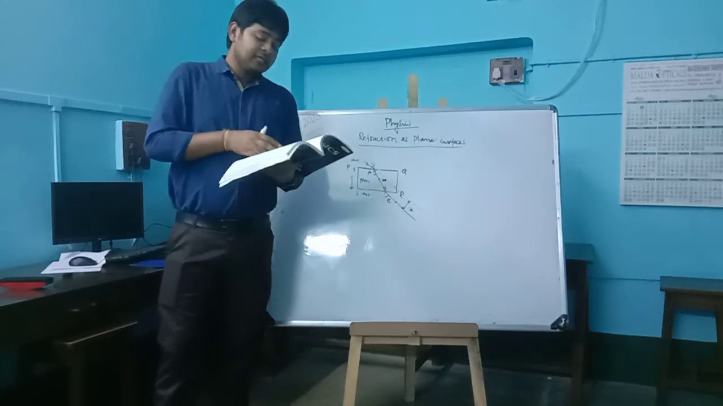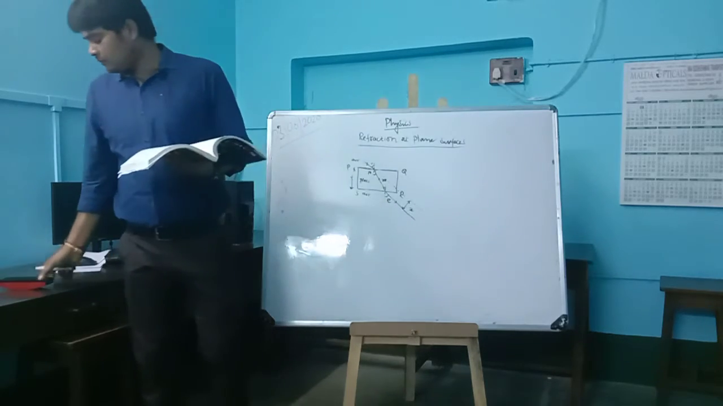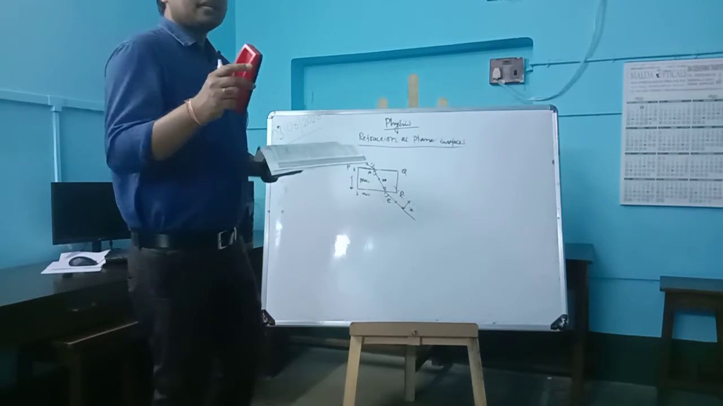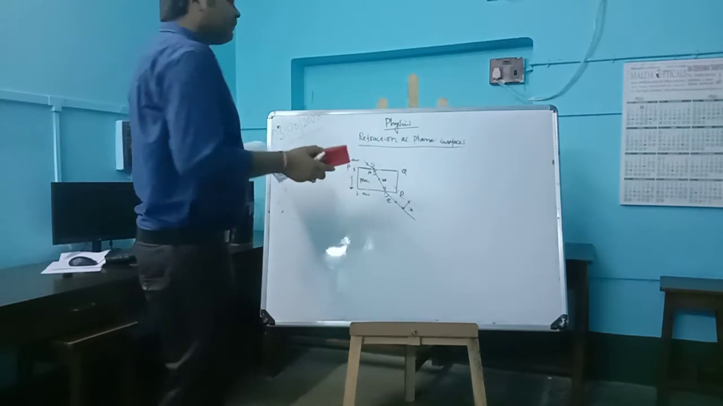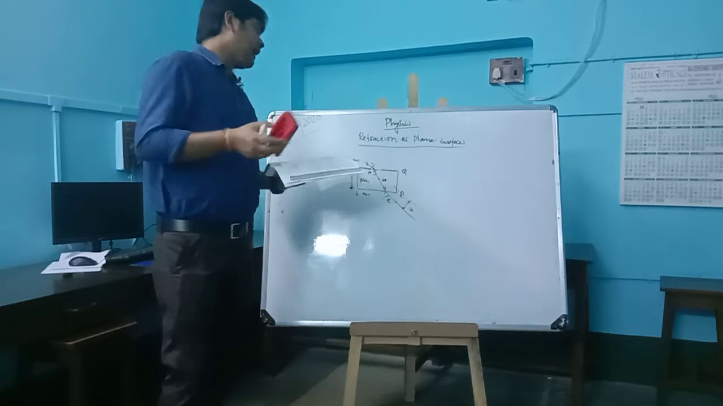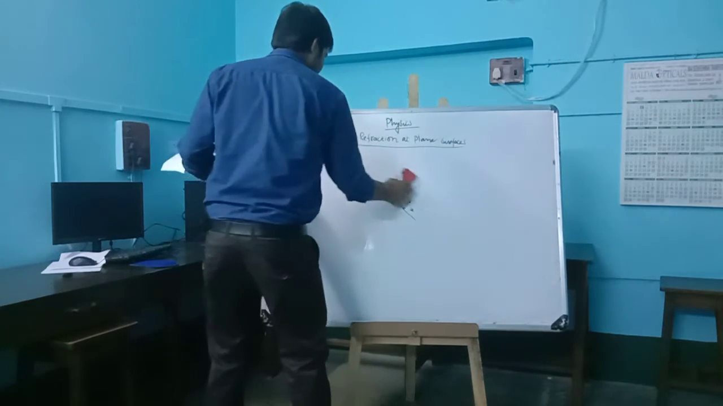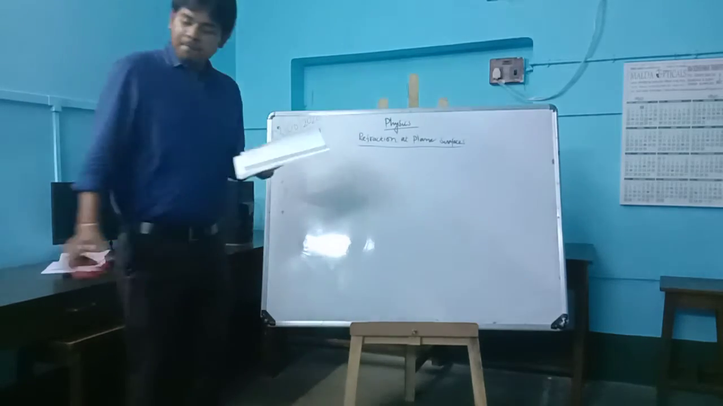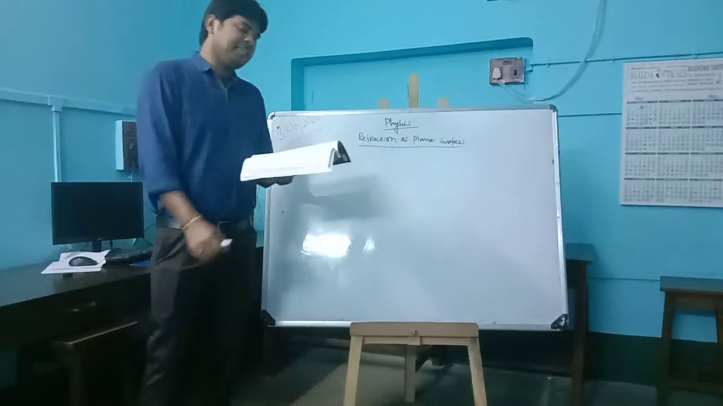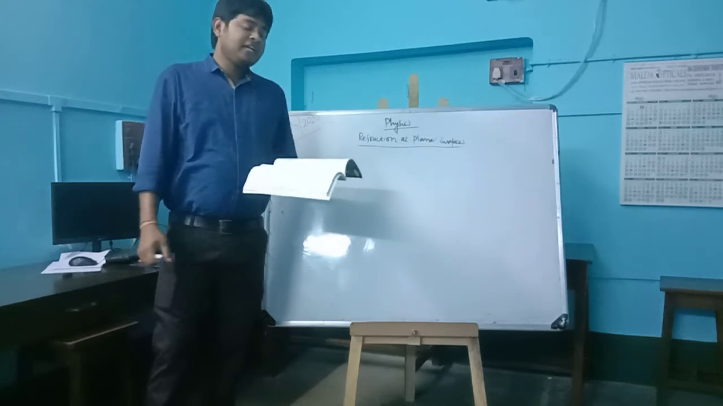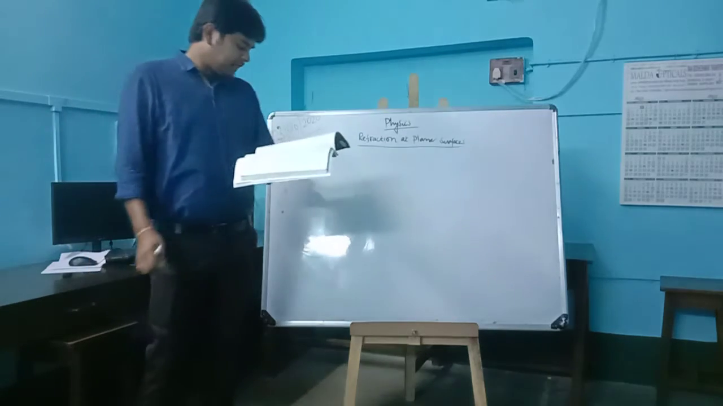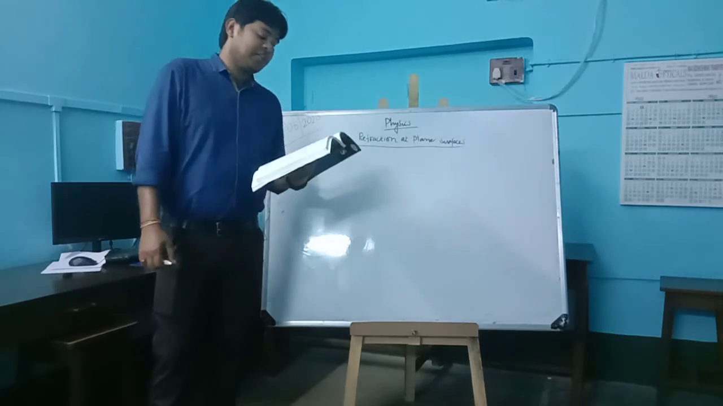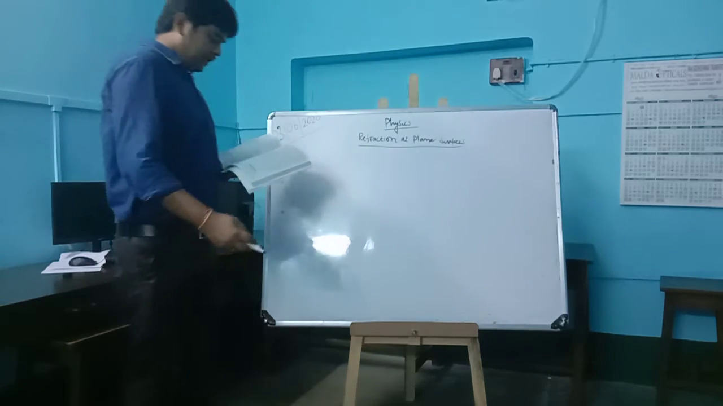The next topic is refraction through a prism. What will happen if light rays are incident on the refracting surfaces of the prism? What will happen to the emergent ray? Now we are going to discuss this portion. At first, what is a prism? A prism is a transparent medium bounded by five plane surfaces with a triangular cross-sectional area.